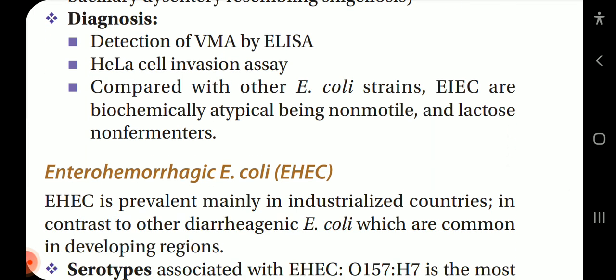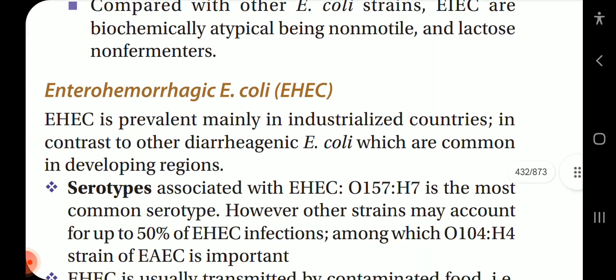Diagnosis: detection of VMA by ELISA, HeLa cell invasion assay. Compared with other E. coli strains, EIEC are biochemically atypical, being non-motile and lactose non-fermenters.